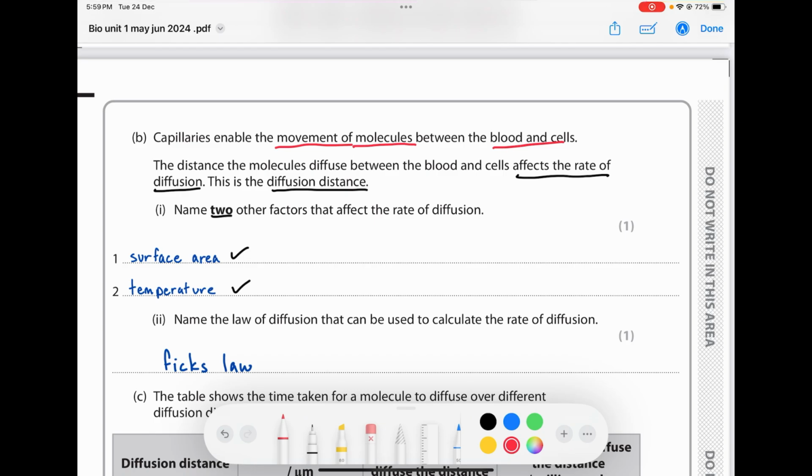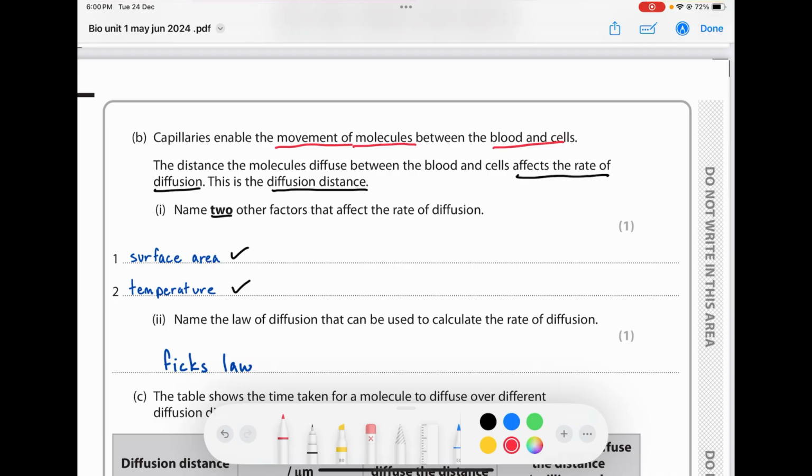So the larger the surface area, the greater the rate of diffusion, right? So greater temperature, greater rate of diffusion. Greater concentration gradient, greater rate of diffusion, right? We know that when it comes to temperature, it has to do with the kinetic energy. A raise in temperature means that there's a raise in kinetic energy. Therefore, the particles will be moving much faster. Therefore, diffusion will occur at a quicker rate.